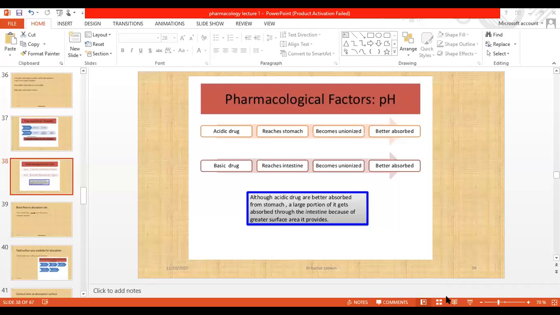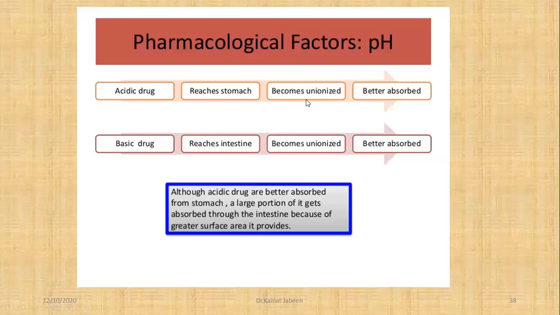Okay, we are talking about the factor that is pH. If the drug is acidic, it will reach the stomach and become unionized. Why does it become unionized? Because the medium is the same, and it will absorb in a much better way as compared to the basic medium of the intestine. In the same way, if the drug is basic, it will reach the intestine. In the stomach, it becomes ionized because the medium is different. In the intestine, it becomes unionized again and absorbs in a much better way.